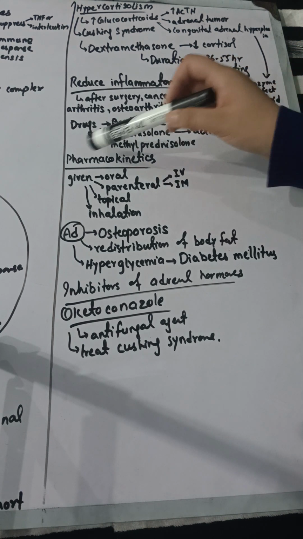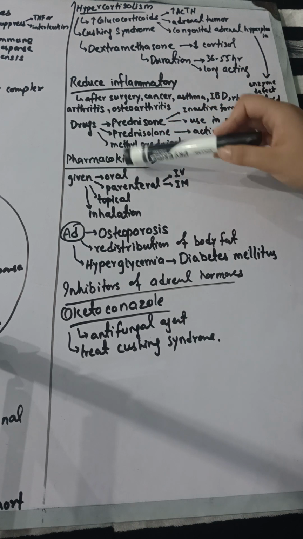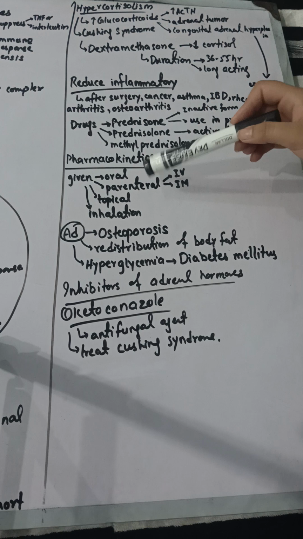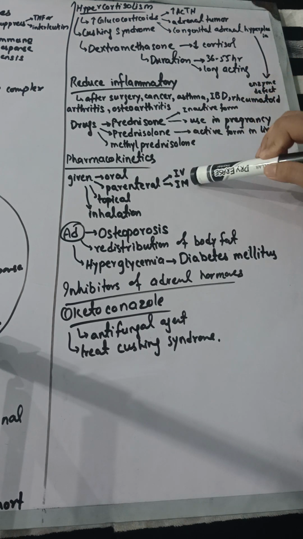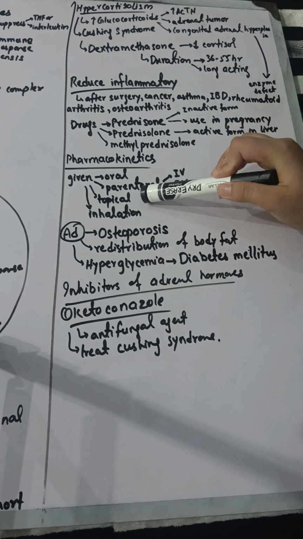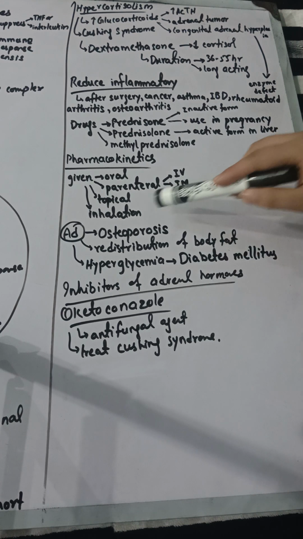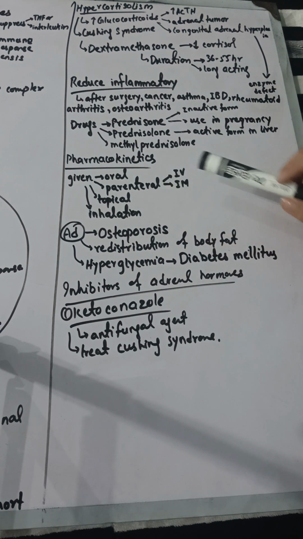The next thing is the pharmacokinetics of these drugs. They can be given orally in the form of tablets. They can be given parenterally in emergencies, like intravenous or intramuscular doses. They can be applied on the skin in the form of various creams. Steroid creams are available, but they have a lot of side effects. They are also given in inhalation form for asthmatic patients.